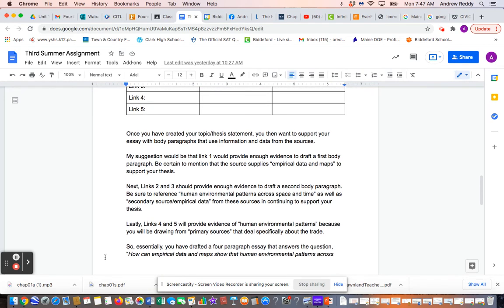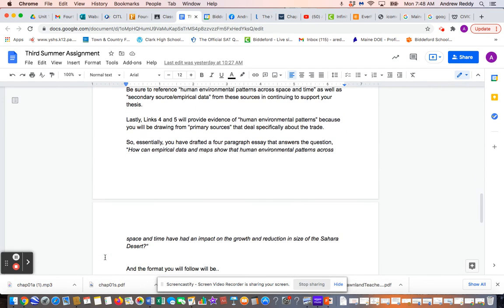And lastly, links 4 and 5 will provide evidence of human environmental patterns because you will be drawing from primary sources that deal specifically with trade. So essentially, you have drafted a 4-paragraph essay that answers the question, how can empirical data and maps show that human environmental patterns across space and time have had an impact on the growth and reduction in size of the Sahara Desert? Remember, you want to take that question and flip it into a statement that you will then set about to prove.